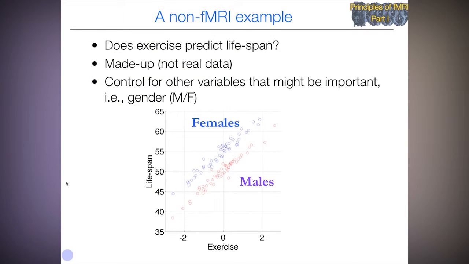Let's look at how this works. First, let's look at the data. This is an example of what the data might look like. Exercise is the predictor on the x-axis, and lifespan is the outcome on the y-axis. Now I've got the group of females and the group of males, and I can see that females and males are different. That categorical variable is going to be an additional predictor. So I can look at the effect of exercise controlling for gender, and gender controlling for exercise.